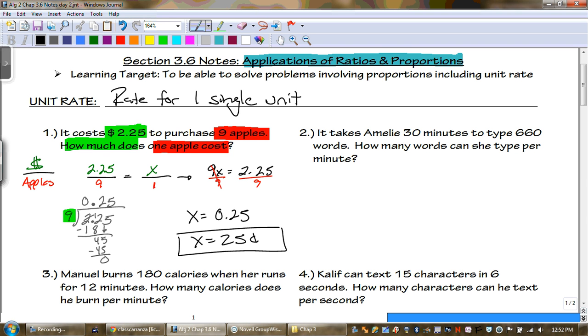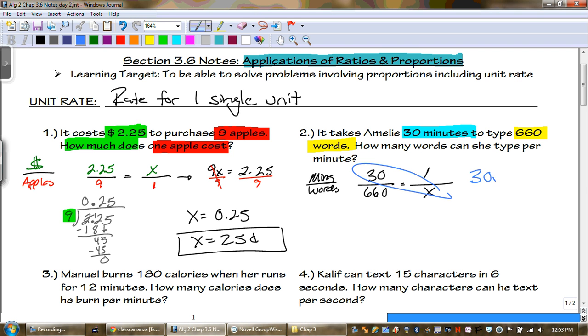All right, let's look at the next one. It says, it takes Amelia 30 minutes to type 660 words. How many words can she type per minute? Okay, so the two things we're talking about are time and words. Okay, so we've got minutes over words. So we know that when she types 30 minutes, it's 660 words. Okay, and how many in 1 minute? Okay, so once again, you cross multiply.